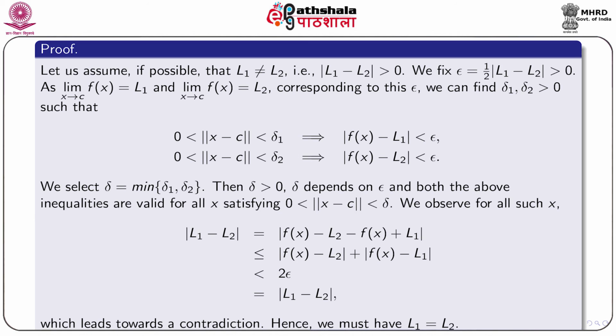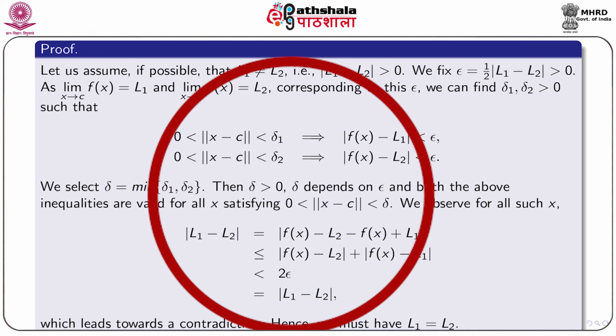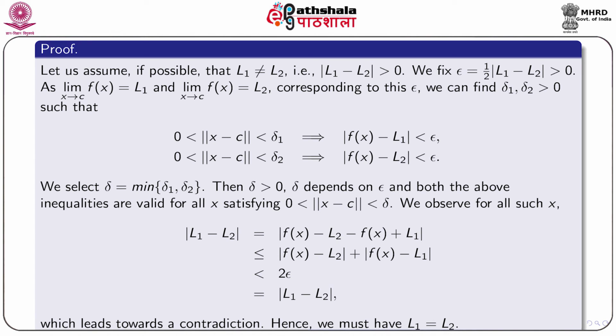we can find two deltas, delta 1 and delta 2, such that whenever 0 < norm of x minus c < delta 1, we have modulus of f(x) minus L1 less than epsilon, as well as whenever 0 < norm of x minus c < delta 2, we have modulus of f(x) minus L2 less than epsilon. Now, we select delta equal to the minimum of delta 1 and delta 2.